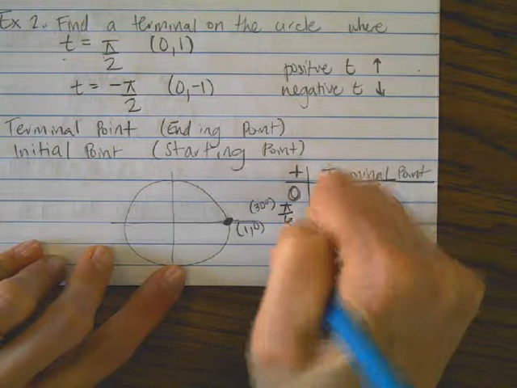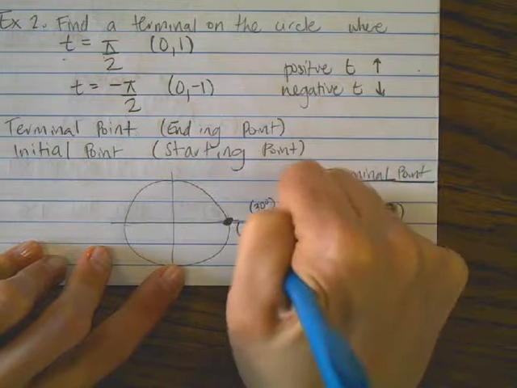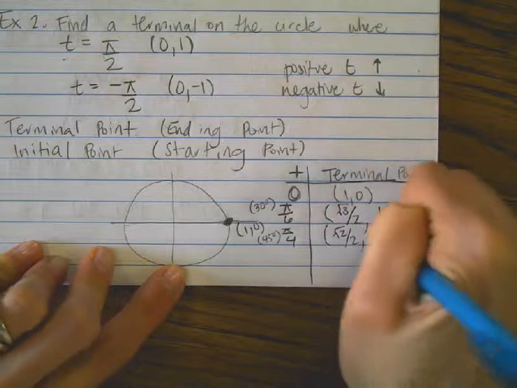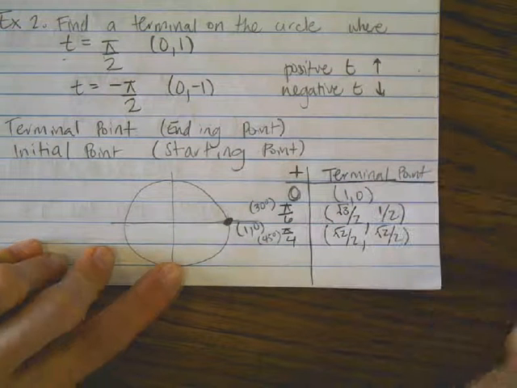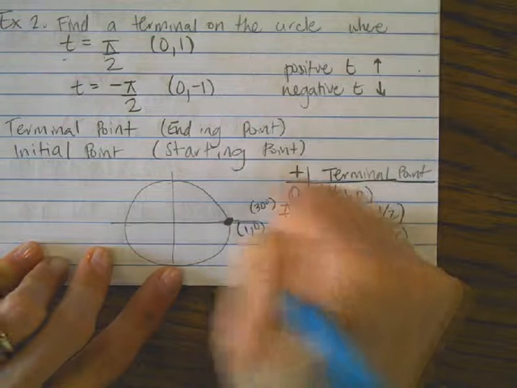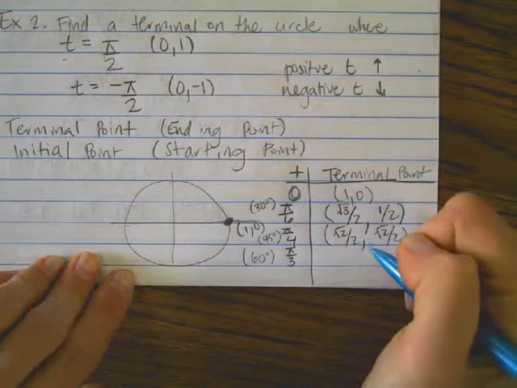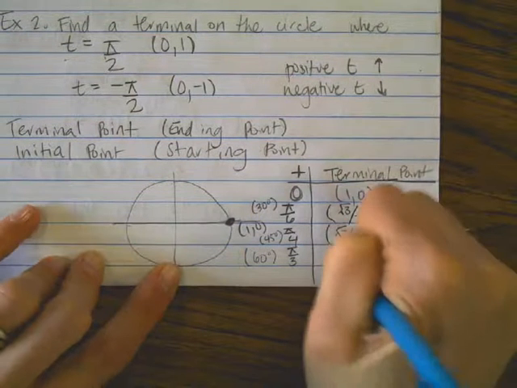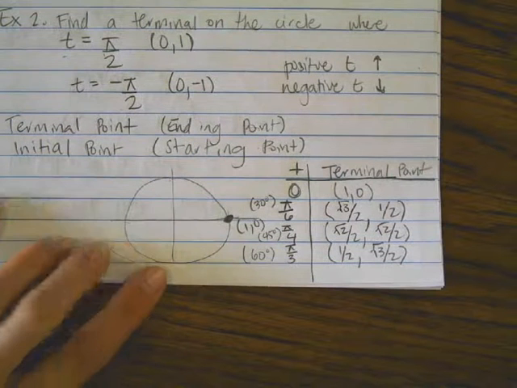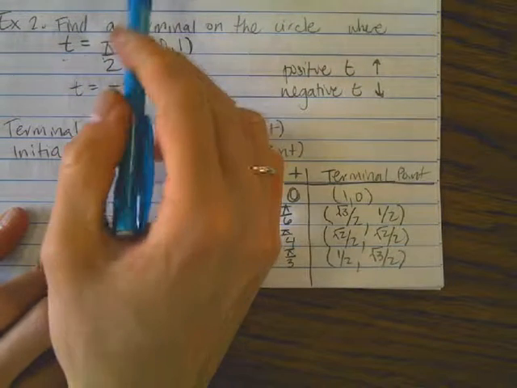Pi over 4 is 45 degrees. And that would be square root of 2 over 2 and square root of 2 over 2. Pi over 3 is 60 degrees. And that is 1/2 and square root of 3 over 2. And the other ones are the ones that we listed up here: pi, pi over 2, 3 pi over 2.